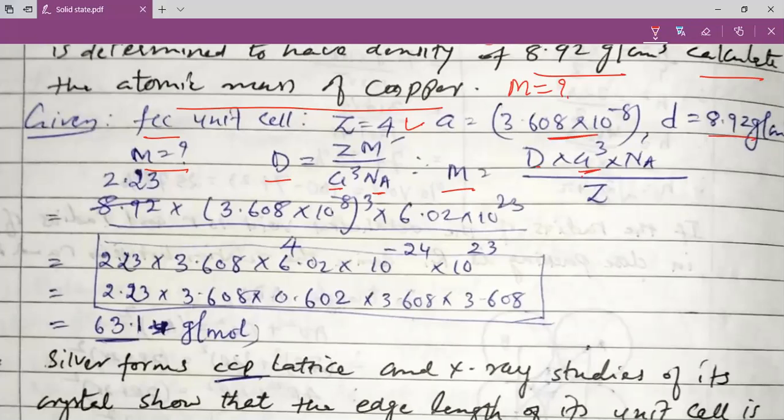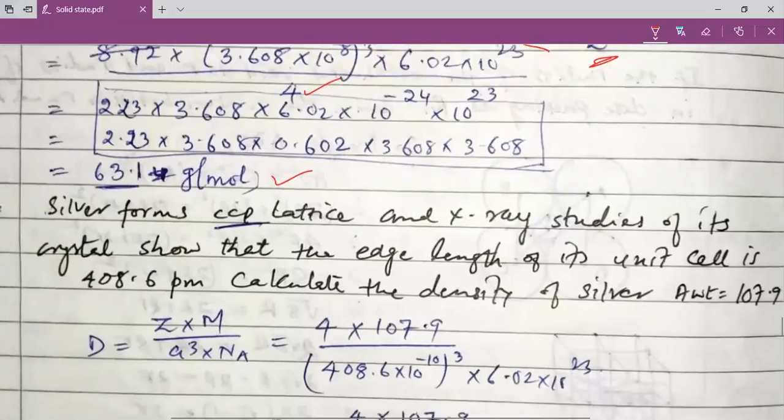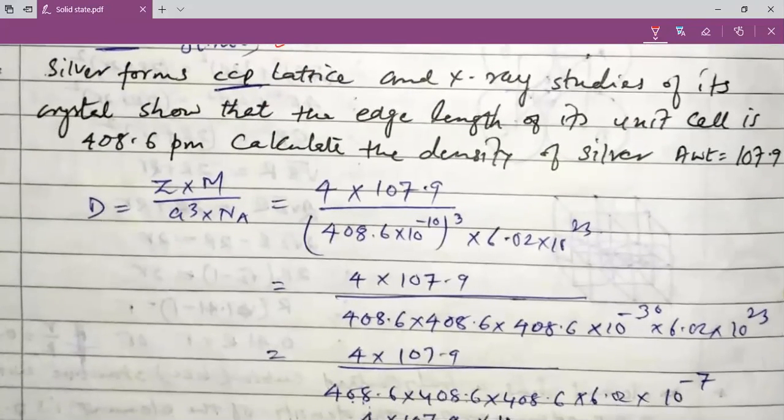Density is 8.92 gram per centimeter cube. We put the value of Na here, and then divide by Z, because Z is equal to 4. By doing all these calculations, we can say that the molecular mass is 63.1 gram per mole. Now we have the next question.